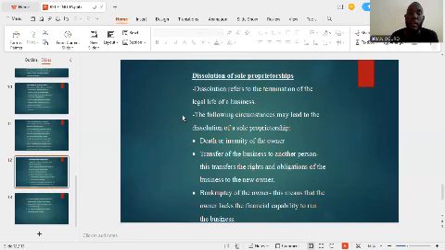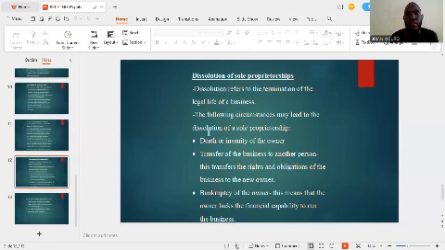So how could a sole proprietorship be dissolved? So what could lead to the dissolution of a sole proprietorship? So number one, dissolution. What is dissolution first? Dissolution refers to the termination of the legal life of a business. So the following circumstances may lead to the dissolution of a sole proprietorship.